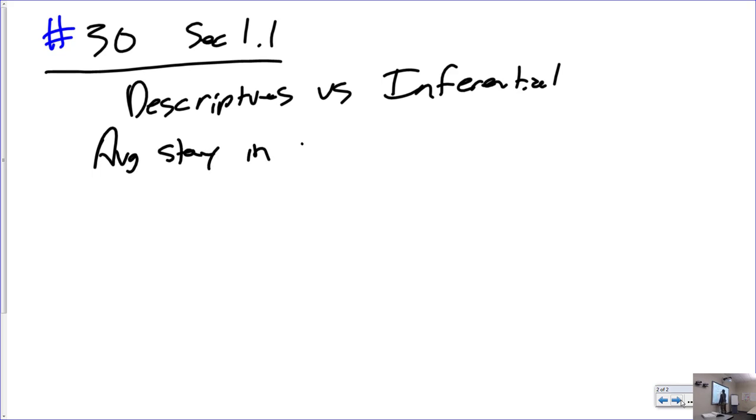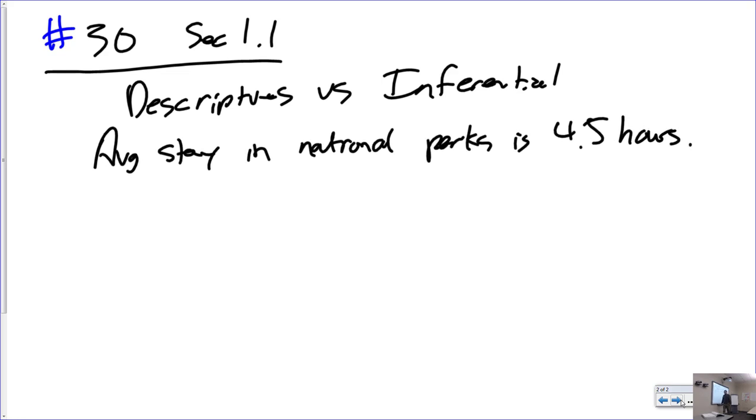Average stay in national parks is 4.5 hours? Yes. This is inferential, right? Because without pulling every single vacationer in national parks during every single summer month, we're not going to have this as a descriptive. Right, so a descriptive statistic is a measurement that you have made specifically, right? So did they tell you that they measured every single park and got all of the data for every single park in the entire United States for every month of the summer? No, therefore they're inferring from some data that they got that this is the average of 4.5 hours, all right? So they have to be giving you some very specific data in order for you to call it descriptive. Otherwise, it is going to be inferential. All right?